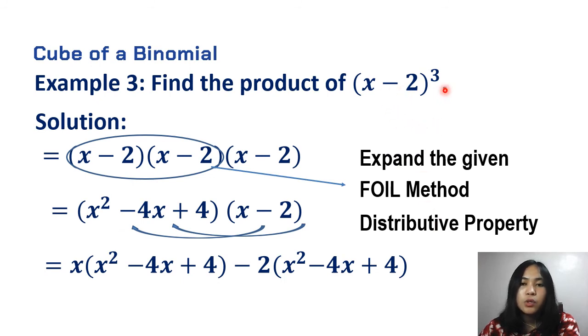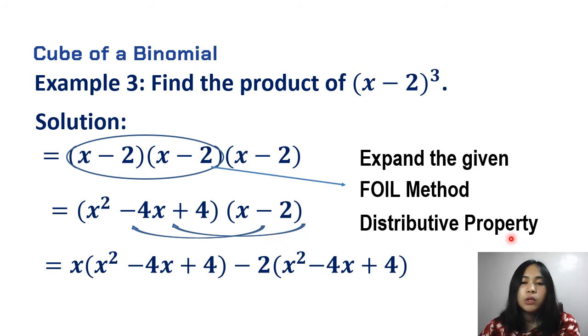Okay, let's have an example. So, x minus 2 cubed. So, we have negative, right? First, we have to expand x minus 2, x minus 2, x minus 2. Multiply the three. We'll use the FOIL method. So, x minus 2 times x minus 2, the result is x squared minus 4x plus 4. Copy x minus 2.